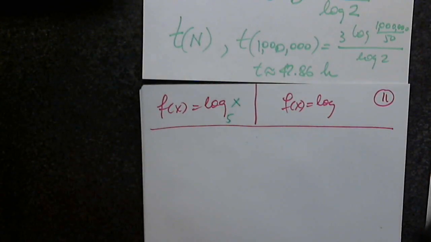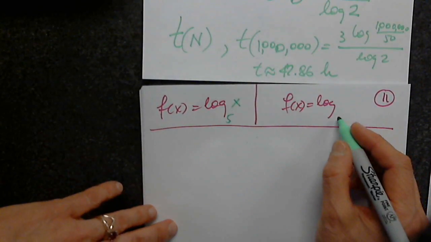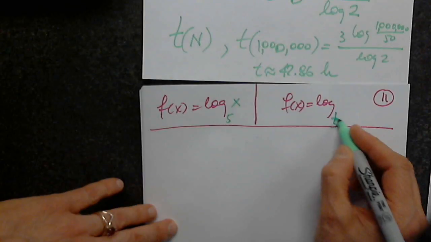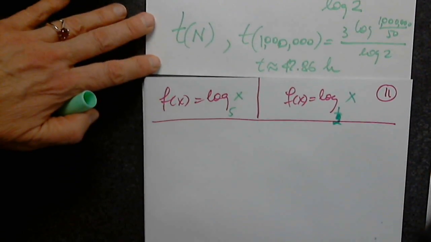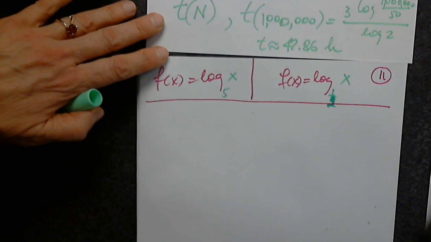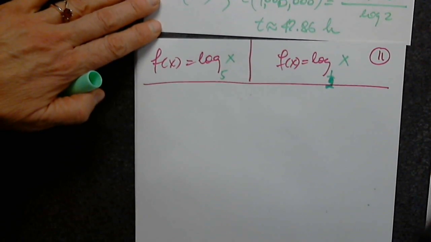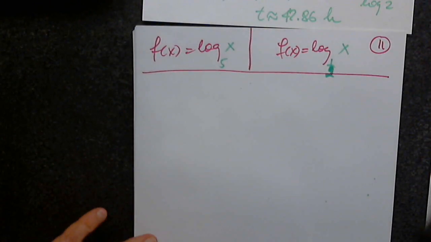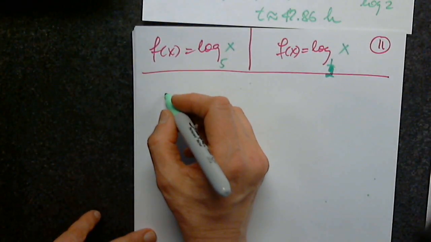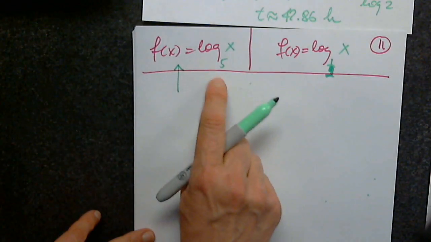5 of x, and the other one, log base 1 over 5x. Okay, let's do 1/2. Because I don't want you to think that there is any connection. Okay. Good. So first of all, we start with log base 5 of x.